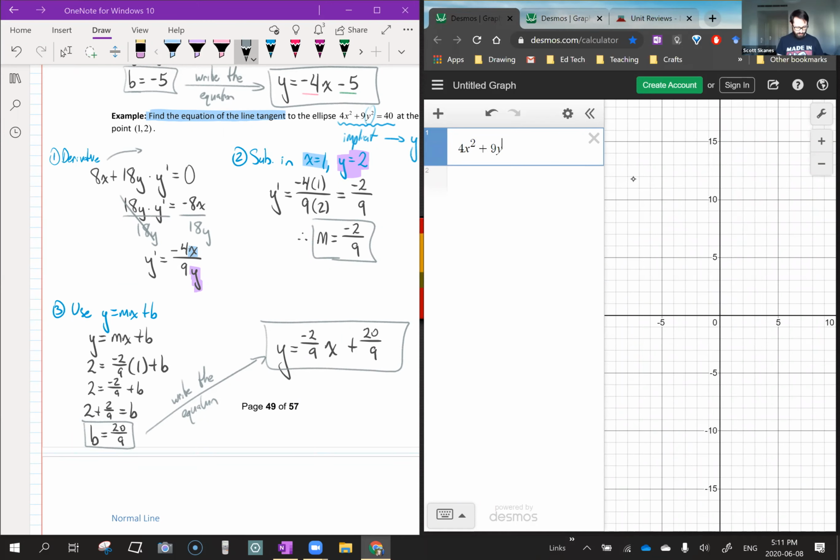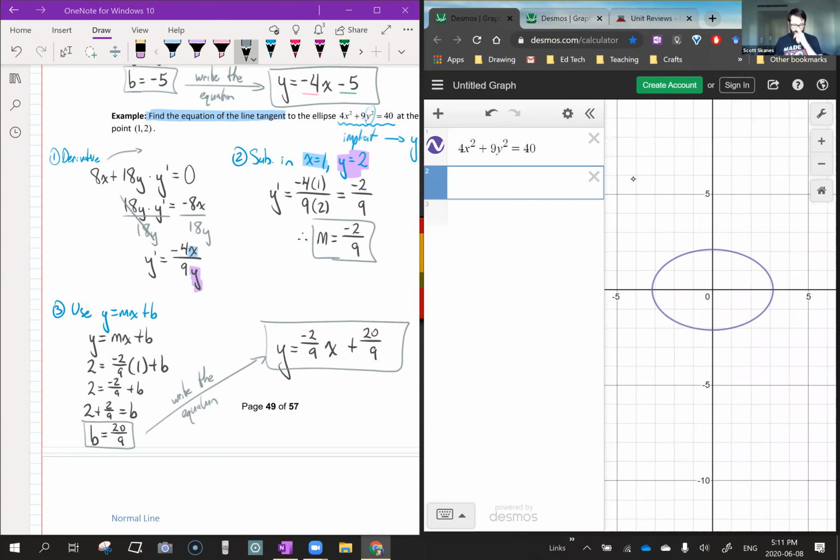Plus 9y squared equals 40. Hey, cool, it's an ellipse. What are the chances? We know that anyway, it's got a squared term and a squared term. Easy peasy. What's our point? Our point is 1, 2. Okay, I've got a nice black dot there. So I need the tangent line to that point.